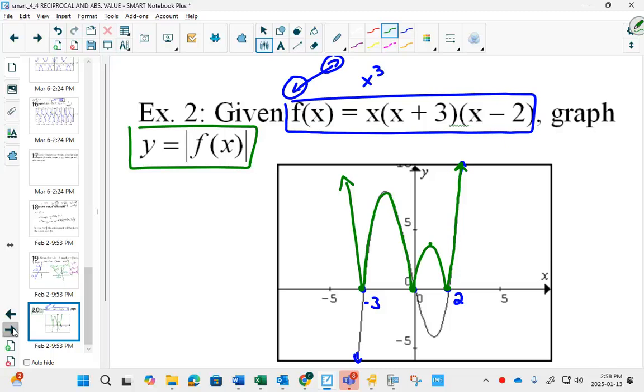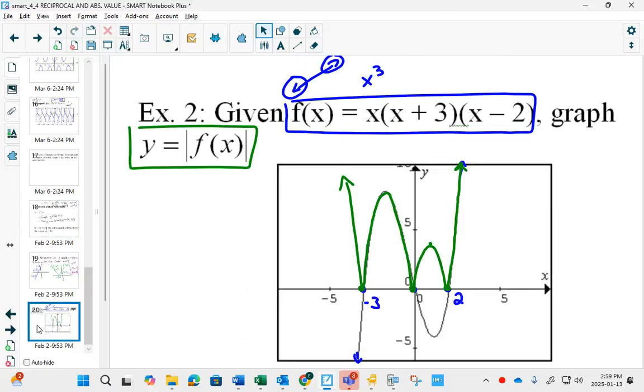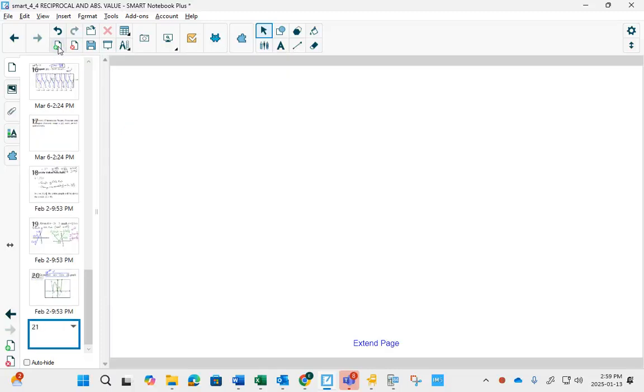And then, sometimes on the exam, they give you one of these special transformations, either the square root, the 1 over f of x, or the absolute value of f of x, and add a transformation to it. So I'm going to show you an example of that. We'll make example 3 here.